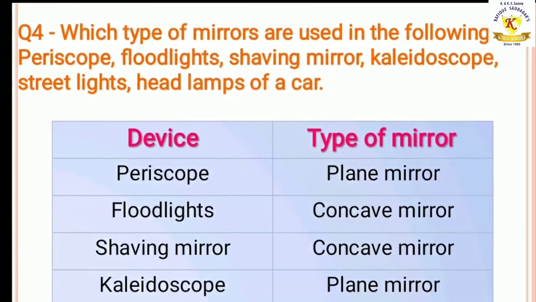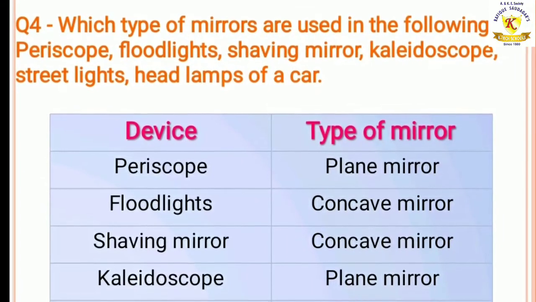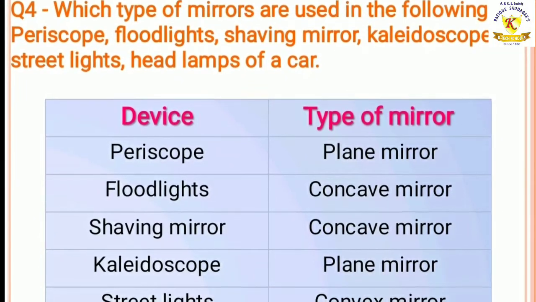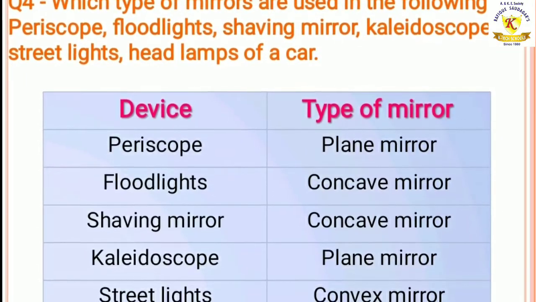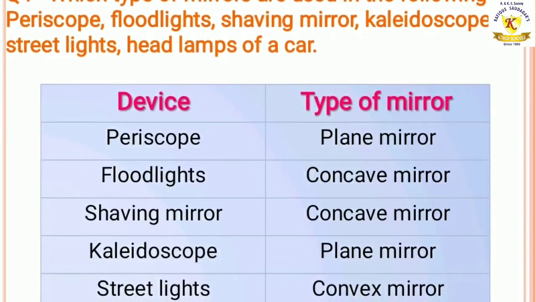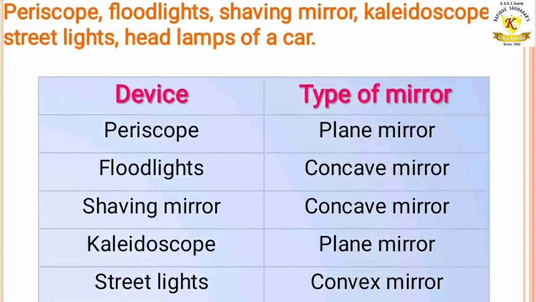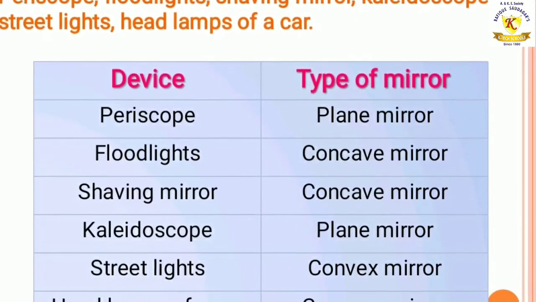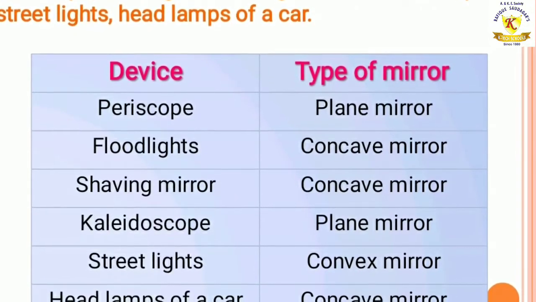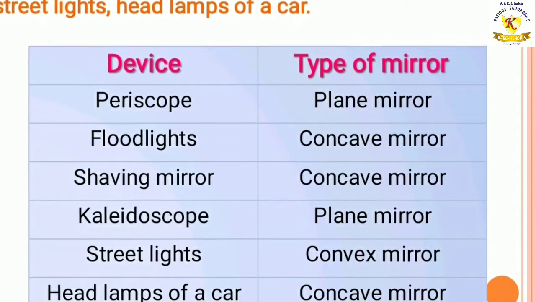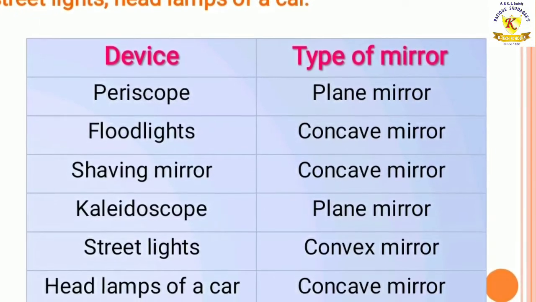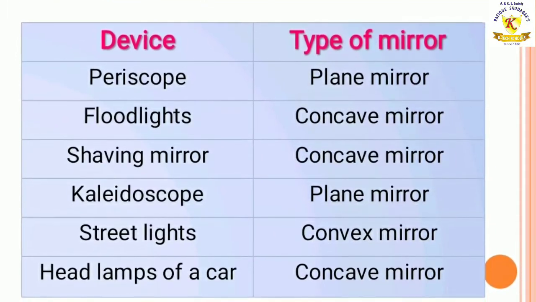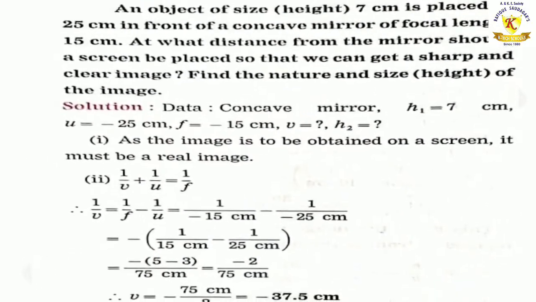Now the next question is, which type of mirrors are used in the following: periscope, floodlights, shaving mirror, kaleidoscope, street lights, headlamps of a car. Make a table of two columns. The first column is device and the second is type of mirror. Periscope, plane mirror. Floodlights, concave mirror. Shaving mirror, concave mirror. Kaleidoscope, plane mirror. Street lights, convex mirror. And headlamps of the car, concave mirror.